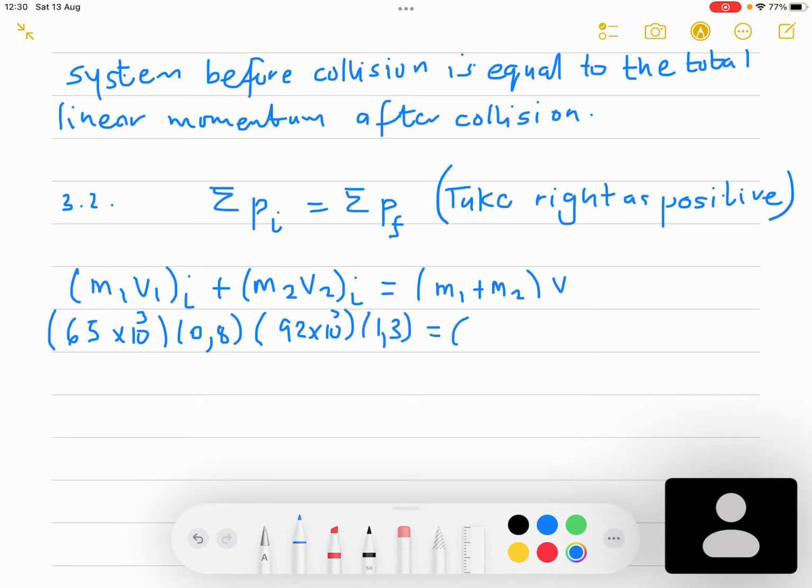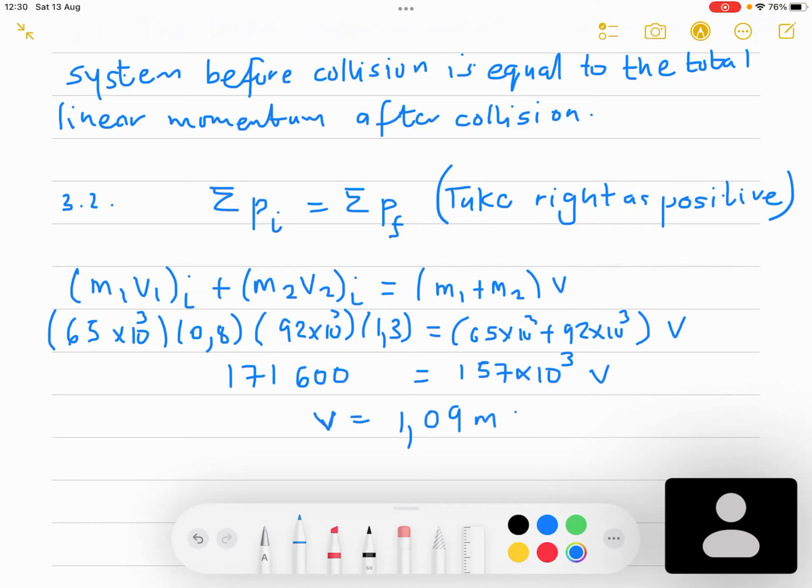And that has to equal M1, which is 65 times 10 to the 3, plus 92 times 10 to the 3, times V, which is what we're trying to find. If you put this into your calculator, you should get 171,600 on this side and 157 times 10 to the 3 V. And so V is just 1.09 meters per second. It's positive, so it's to the right, but we already know that. So that's how we calculate the magnitude of the velocity of the cars after the collision.